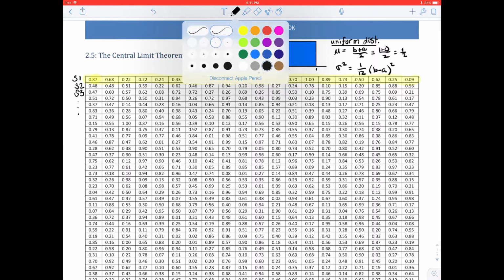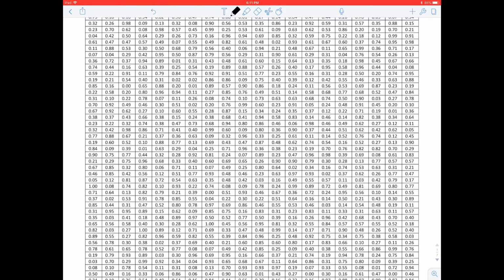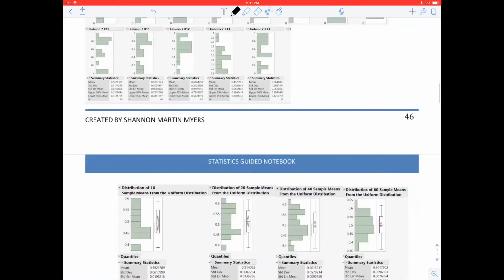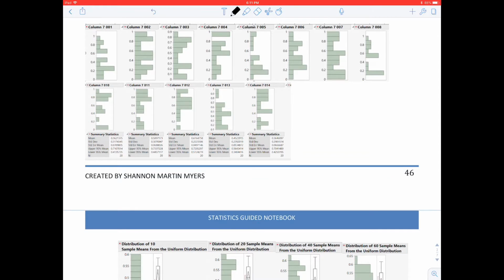Oh, and let's go ahead and finish up our uniform distribution here. In this case, b minus a is just 1, so sigma squared will be 1/12, right? So anyway, we've got these 100 samples of size 20. What I did is I made a graph of each of the 100 samples of size 20. These are just a few that I picked at random, the way the distribution looked.